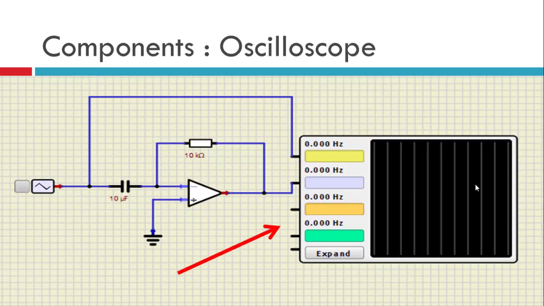Now we also need an oscilloscope. The oscilloscope will be used to see the waveform. Here there are 4 channels. We only use 2 channels because there are 2 waves. One is the input, the other is the output. The yellow channel, channel 1, is connected to the input, and the light purple one is connected to the output. So we are using 2 channels.